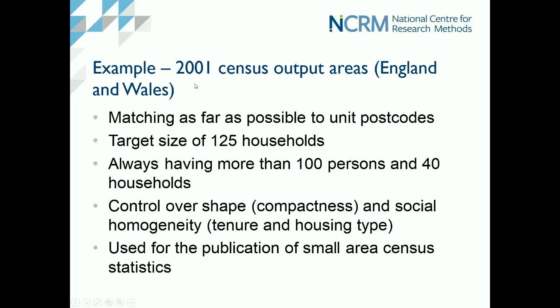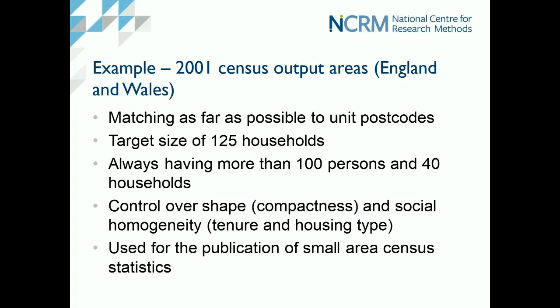and Wales. And the reason I use that example is it was the first large-scale use of the work that I'd been involved in. The Office for National Statistics wanted to create a national coverage of small areas that as far as possible were built up from unit postcodes, and we'll talk about building blocks and their significance in a few minutes' time. They had a target size in mind, so they knew that they'd like all these areas to have about 125 households in them, but they really wanted, from a confidentiality point of view, every zone to have more than 100 people and more than 40 households.